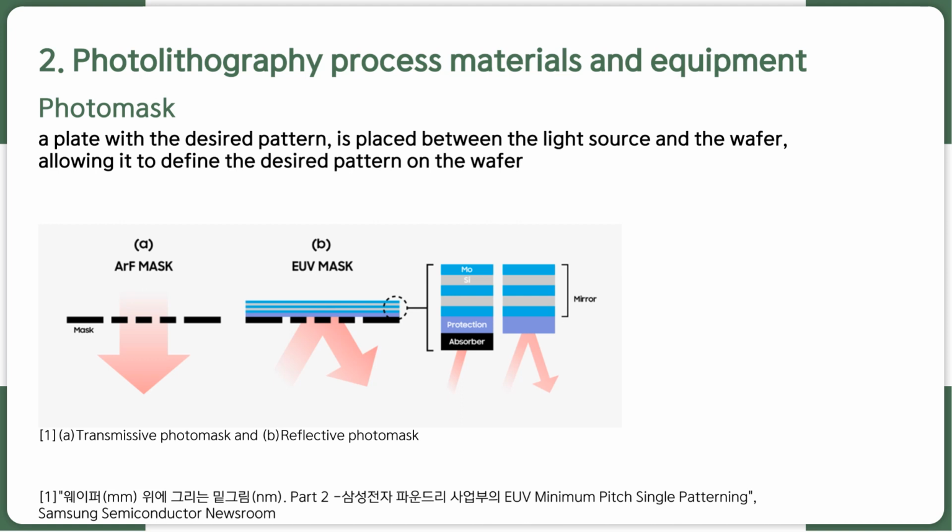Lastly, there is the photomask. This is a plate with the desired pattern placed between the light source and the wafer. There are two types of photomask, transmissive photomask and reflective photomask, which differ based on the type of light source used.